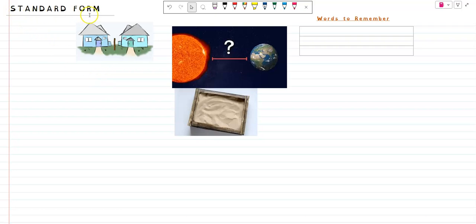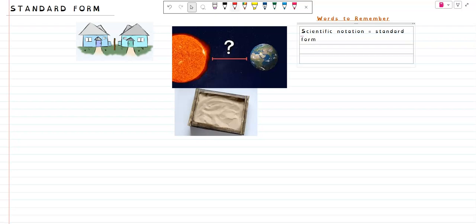Standard form, another word for standard form is scientific notation. So scientific notation equals standard form. Okay, so that is altogether the same thing. Now, let's find out what is scientific notation and where did it come from.